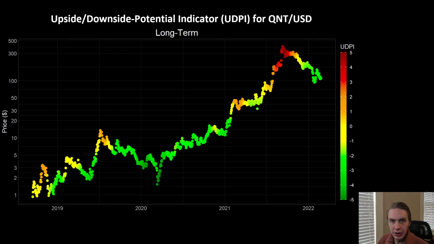Today I want to introduce our new risk indicator for Quant Network and its native token QNT.